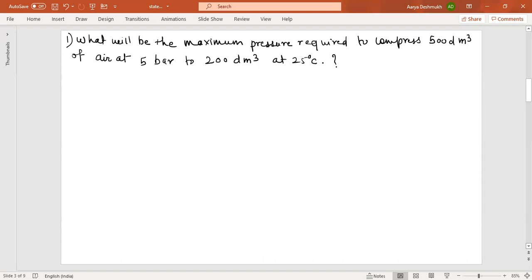What will be the maximum pressure required to compress 500 dm cube of air at 5 bar to 200 dm cube at 25 degrees Celsius? Now, what is given here? The pressure is given, the volume is given, one more value for volume is given, and 25 degrees Celsius means this is the constant temperature.